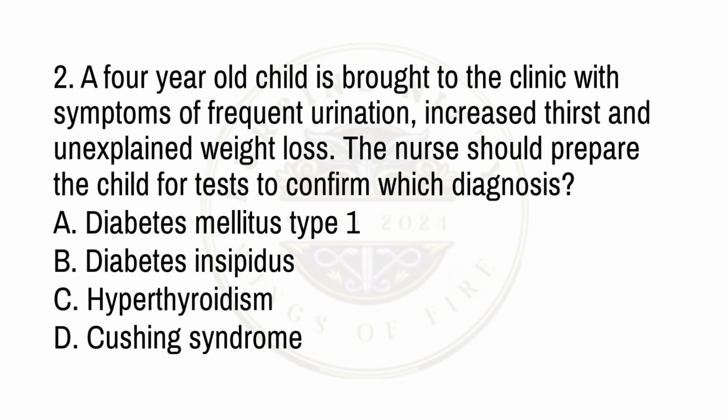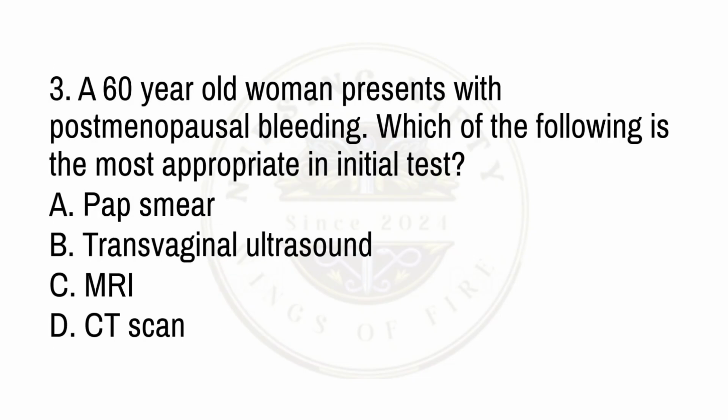Diabetes mellitus type 1. So the symptoms of frequent urination, increased thirst and unexplained weight loss are the classic signs of diabetes mellitus. Question number 3. A 60-year-old woman presents with postmenopausal bleeding. Which of the following is the most appropriate initial test?